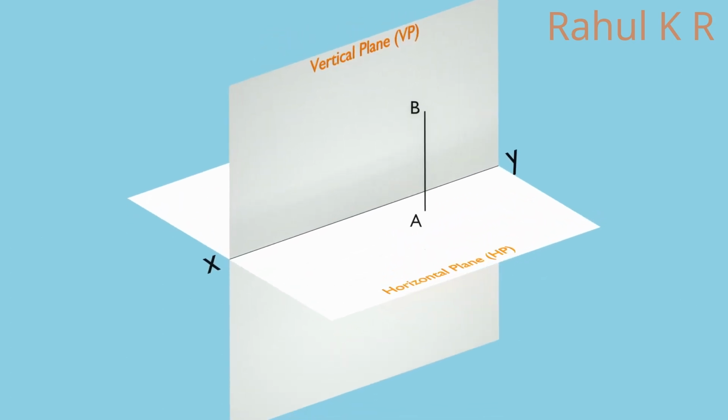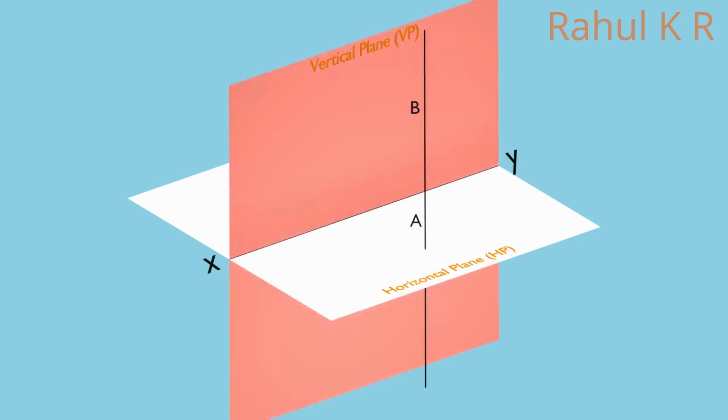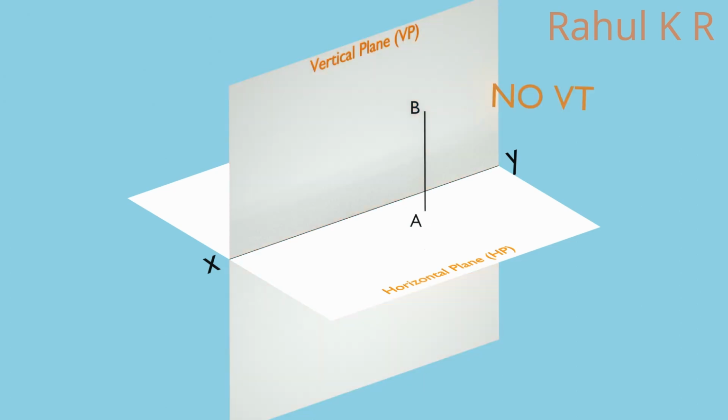For a line parallel to VP and perpendicular to HP, even if we extend the line, it will not touch the vertical plane. Hence, such lines have no vertical trace. But when the line is extended, it touches the HP and that point is the horizontal trace HT. For a line perpendicular to HP, its HT coincides with the top view.